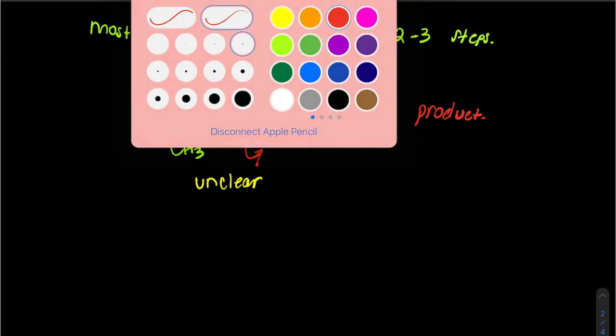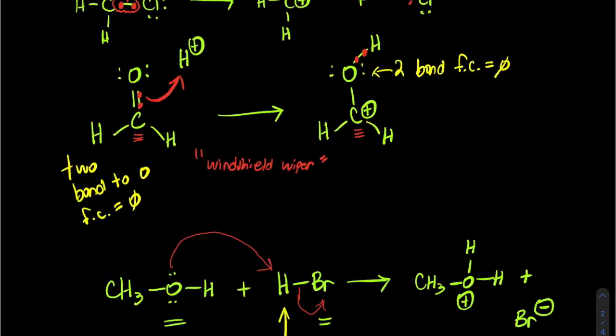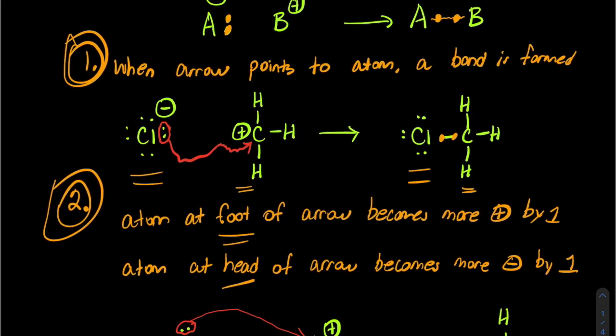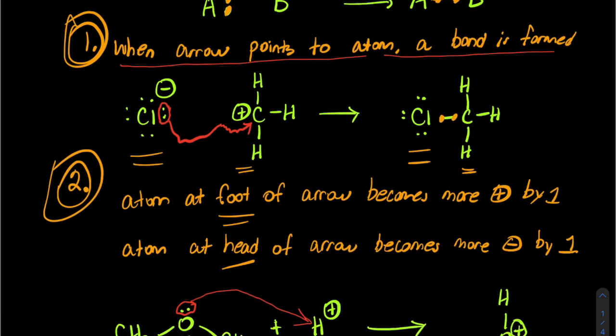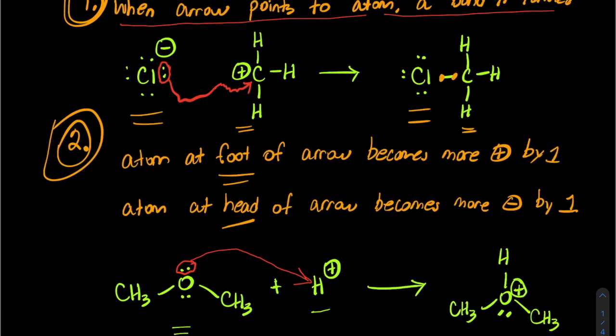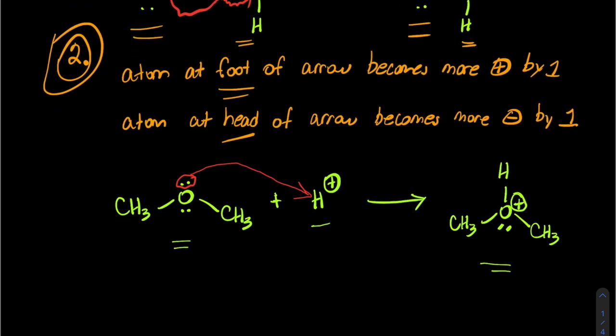So in summary, those 3 rules here are as follows, right? So when the arrow points to an atom, a bond is formed, okay? So that's a very good thing to remember. And there's 2 rules for figuring out the formal charges. The atom at the foot of an arrow becomes more positive by 1, and the atom at the head of the arrow becomes more negative by 1.